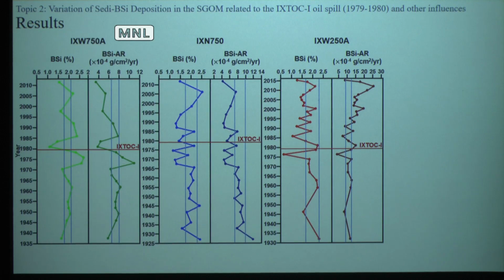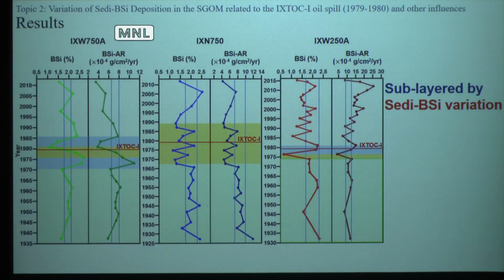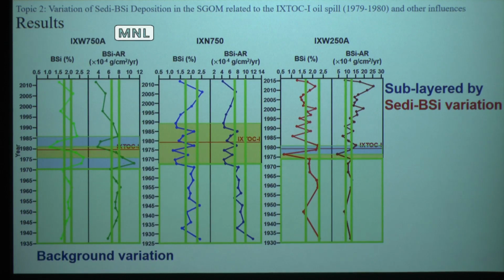To answer these questions, I measured the sedimentary biogenic silica of cores from southern Gulf of Mexico, and this is the result. Each profile is sublayered based on the sedimentary biogenic silica variation, and I put the standard deviation of background variation before the anthropogenic influence happening, such as dam construction and IXTOC-I oil spill. So this standard deviation can be helpful to compare the relative magnitude of the sedimentary biogenic silica change caused by the anthropogenic influence.